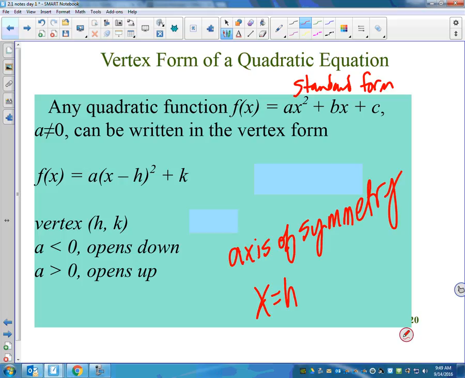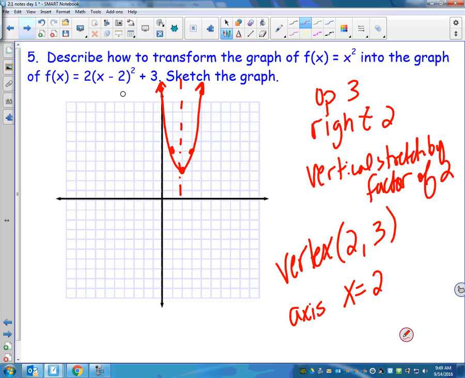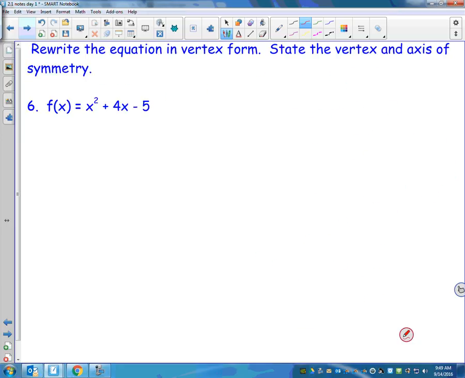Okay, but they're not going to all be that easy, right? Because what if it's not in this form already? You want to be able to put it in that. Look at this. Rewrite the equation in vertex form, state the vertex and the axis. So we want to put this in the form a times x minus h squared plus k. Which means we want to take something that's not a perfect square and make it a perfect square. How do we do that?